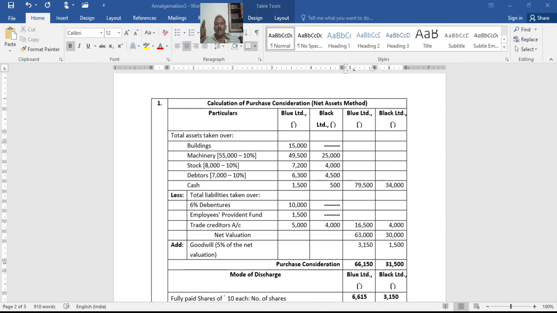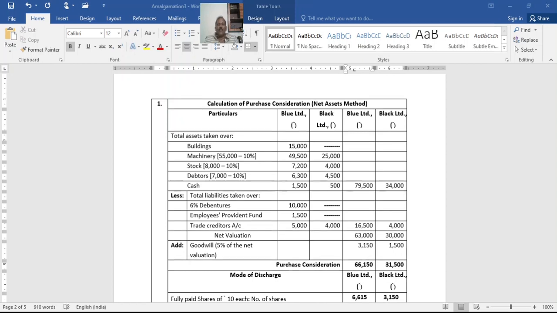Whereas in case of Black Limited, all assets are taken at a book value. So there, building, machinery, stock, debtors and cash total 34,000, exactly the total of balance sheet. From that, only one liability, that is trade creditors 4,000. When you exclude it, net valuation or net asset will be 30,000. 5% of that you add towards the goodwill, 1,500. So purchase consideration payable by Blue Black Limited to Black Limited will be 31,500.